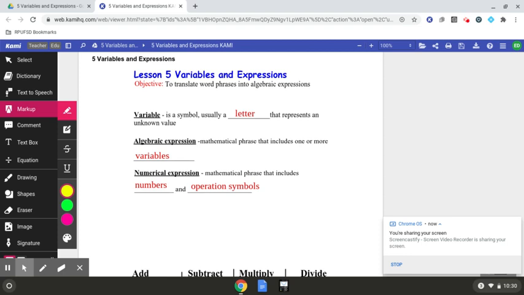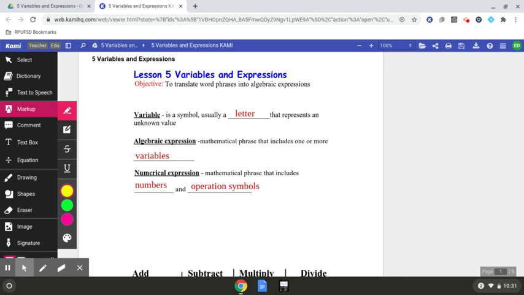Okay, so this is lesson 5, variables and expressions. And by the end of this lesson, we are going to be able to translate word phrases into algebraic expressions. So basically, we're going to be able to take words and make them into algebraic expressions. So our couple definitions here.